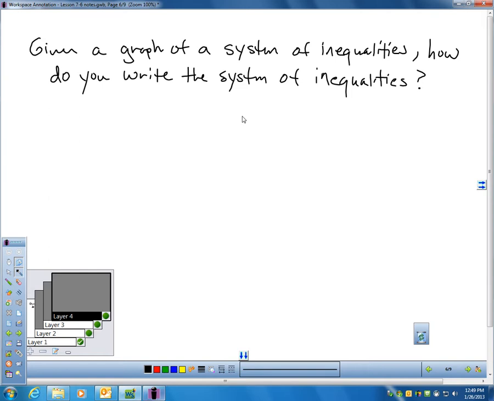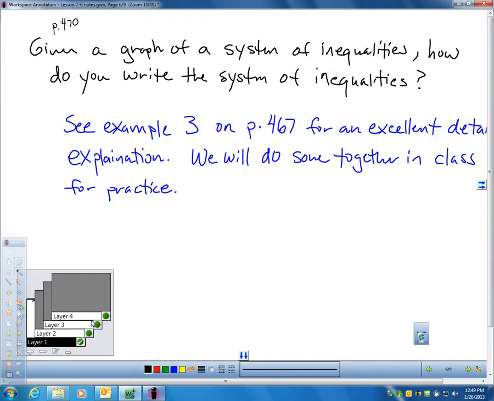Now, there's one more thing you'll be asked to do, and this is on page 470. This is completely the reverse process. If I give you a graph of the system of inequalities, how do you write the system, or how do you write equations for the system? So, for example, when you look at numbers 9 to 20, they gave you the inequalities. They wanted you to graph and find the solution. Now look at numbers 24 to 29. It's the complete opposite. They gave you the graph. They want you to write the system. We're going to go in complete reverse order. So how do I write a system if they give me the graph?